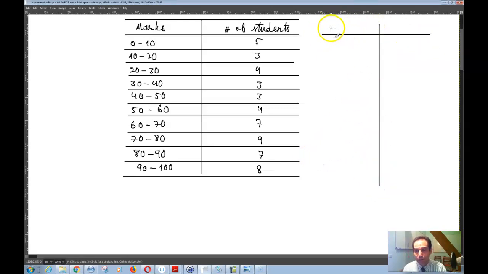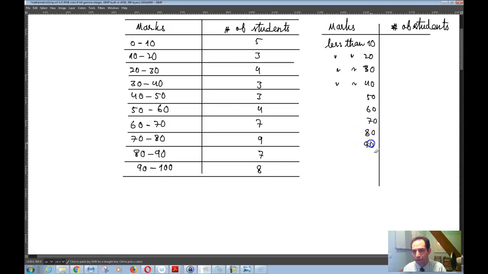I can say marks and the number of students, and then over here you can write, for example, less than 10, less than 20, less than 30, less than 40, and so on and so forth. 40, 50, 60, 70, 80, 90, and 100.